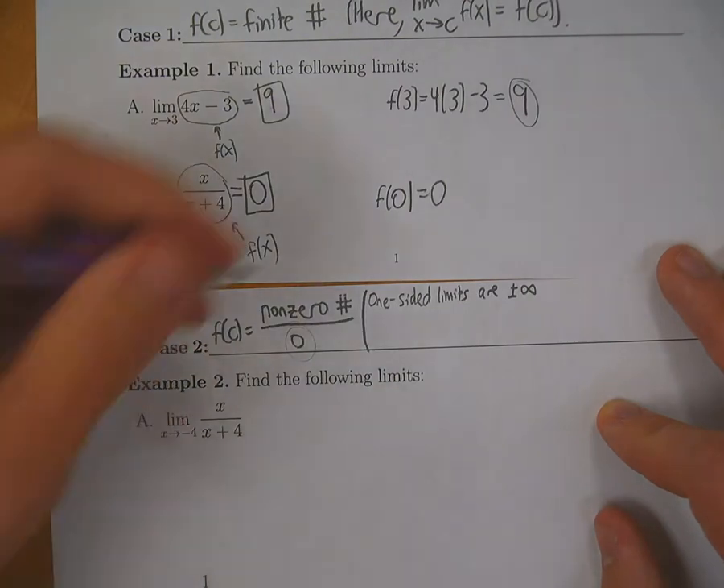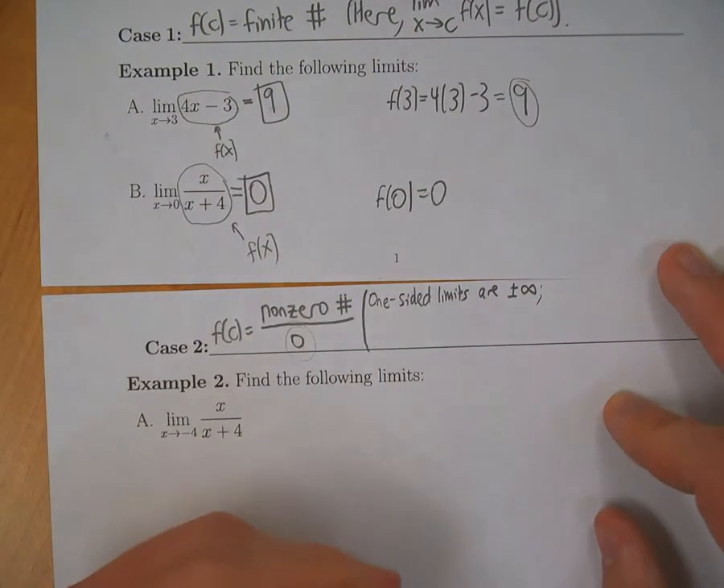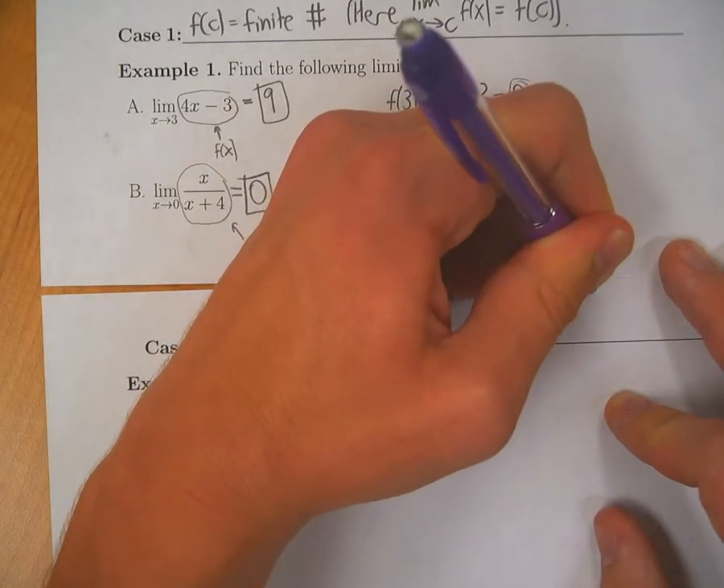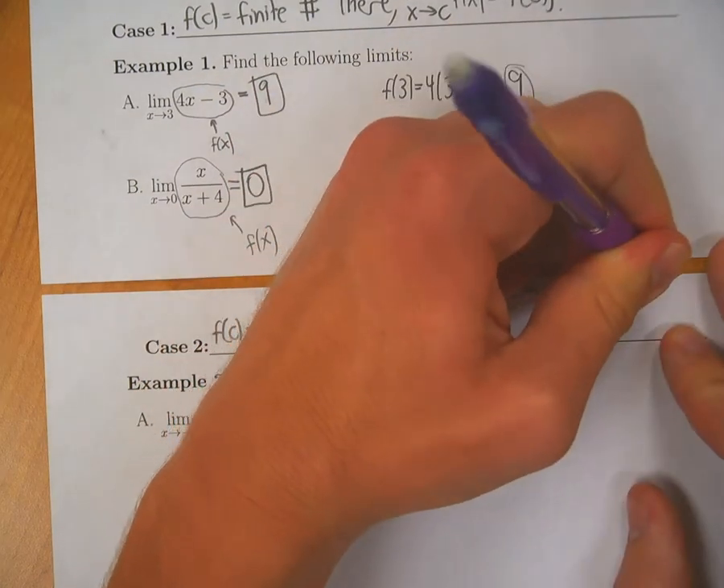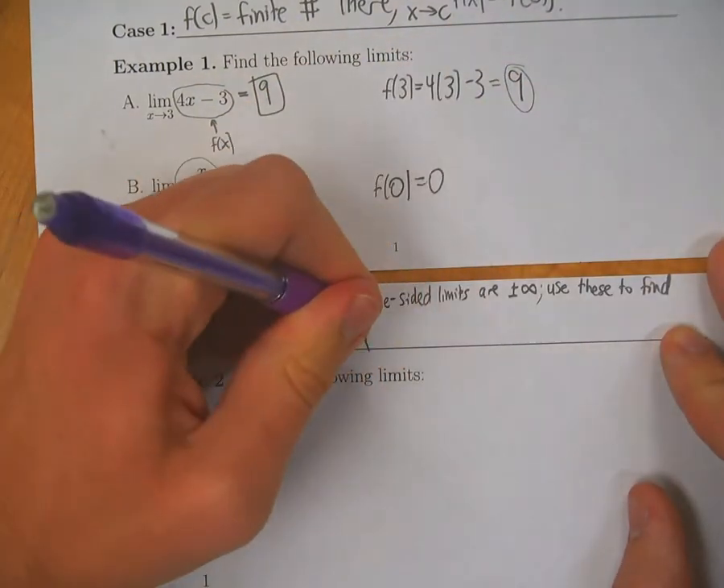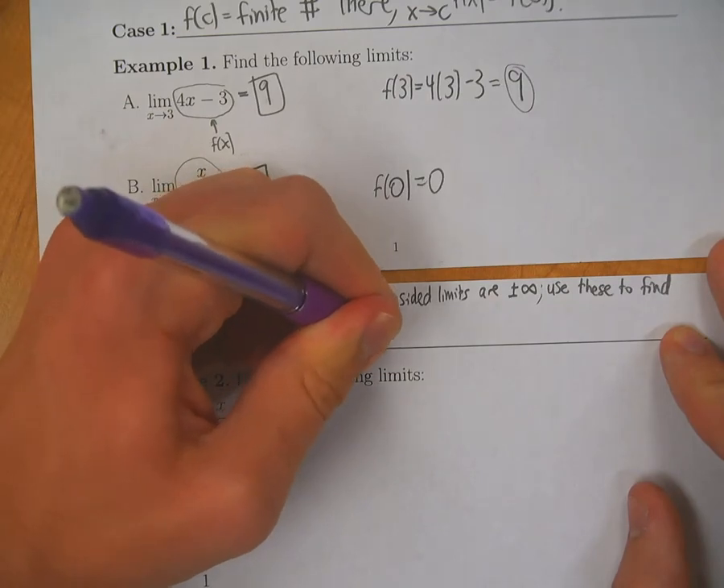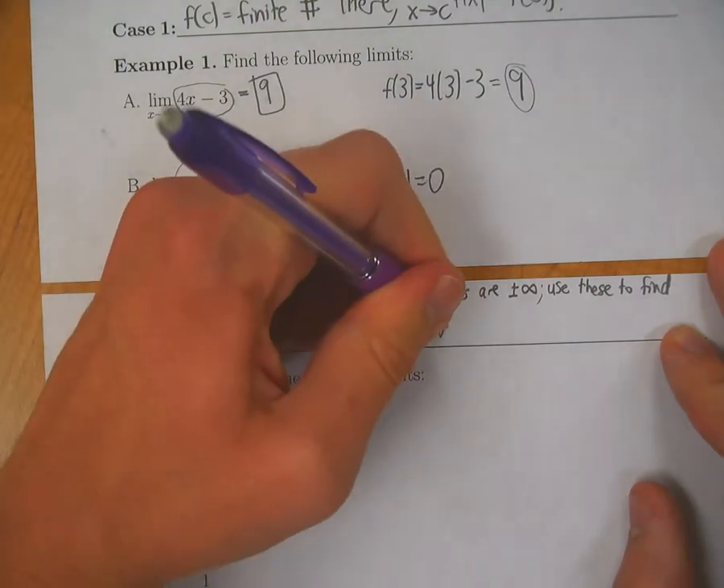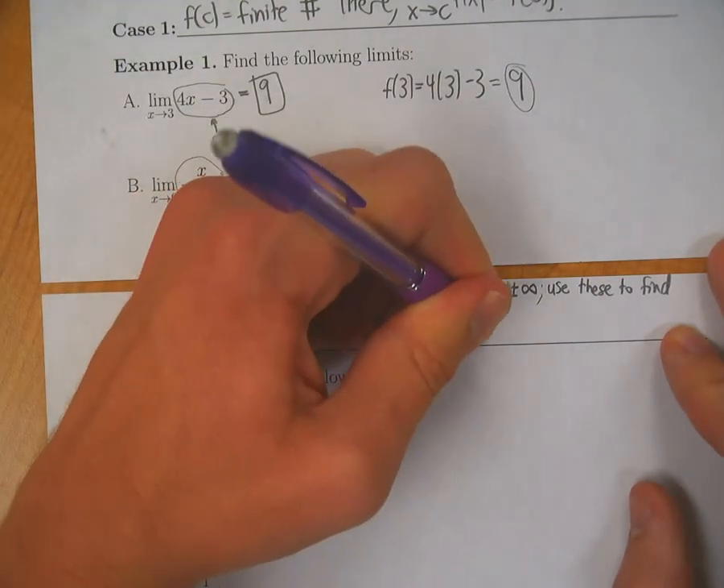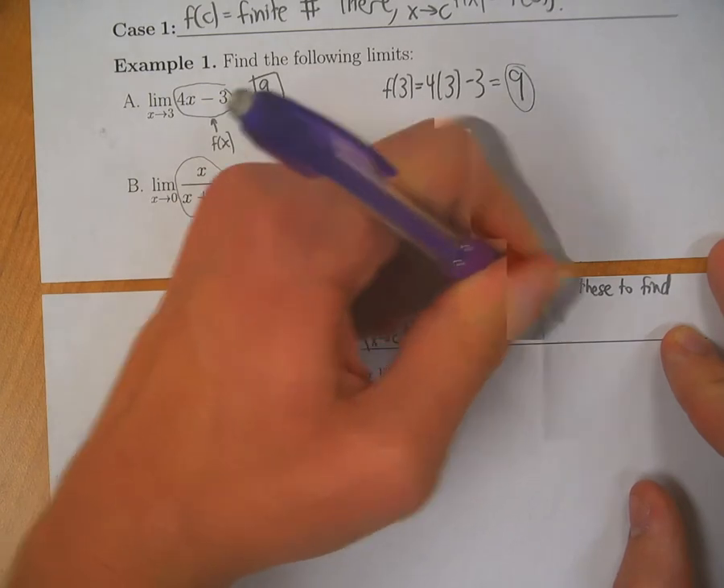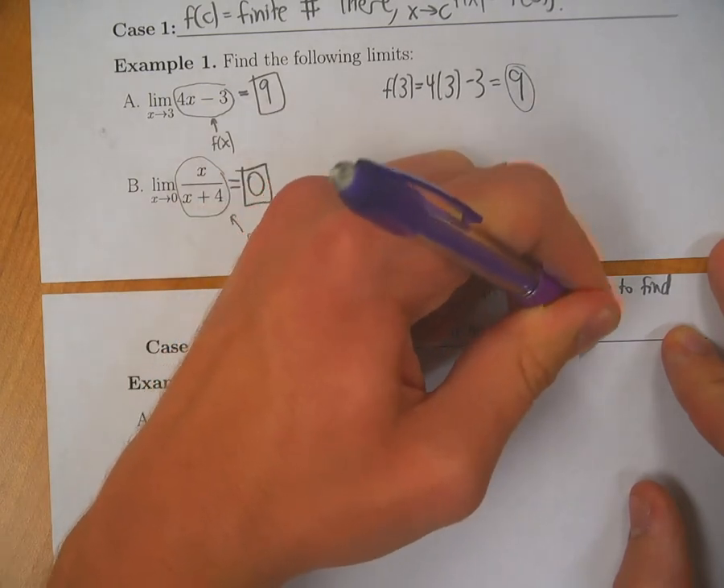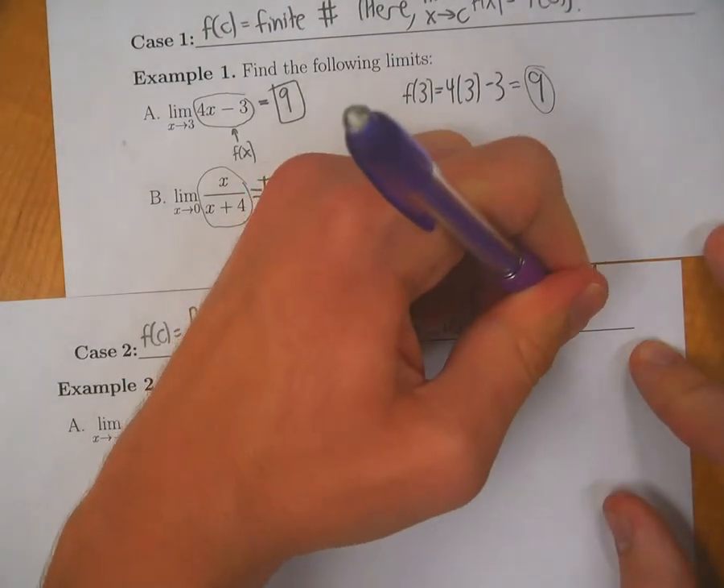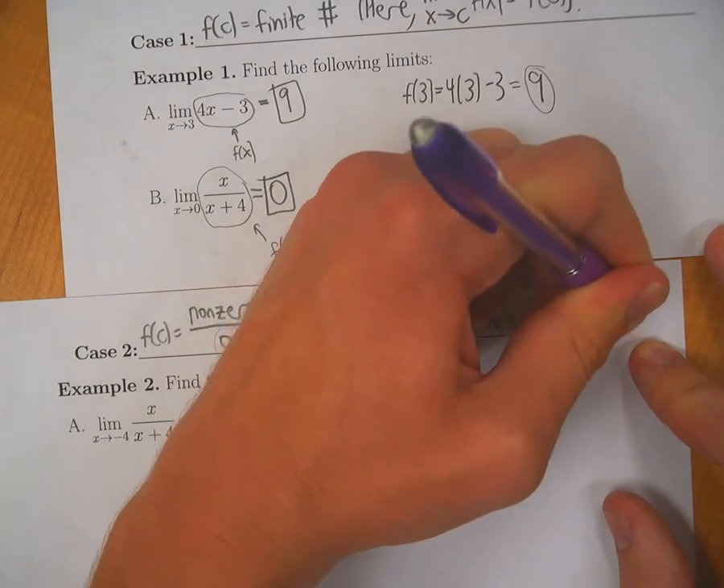Okay? So use these to find the two-sided limit, the limit as x approaches c of f of x, by using numerical methods from lesson 2.